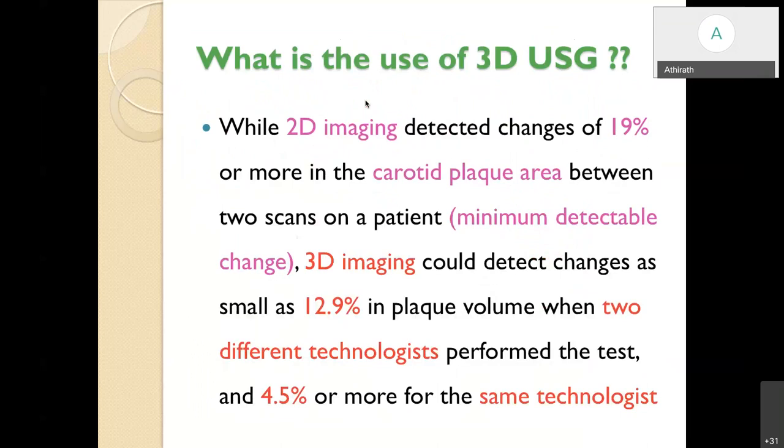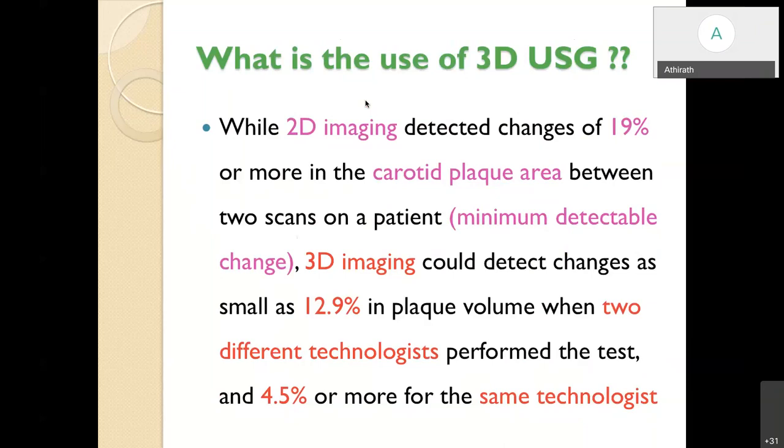What is the actual use of a 3D ultrasound? Why do we actually need it? The thing is, when we perform 2D B-mode imaging, there'll be a 19% difference or more in the carotid plaque area between two scans on a patient. That is the minimum detectable change in B-mode imaging. Whereas when we take a 3D imaging, that difference declines to about 12.9% when two different technologists perform the scans, and to about 4.5% when the same technologist performs them.